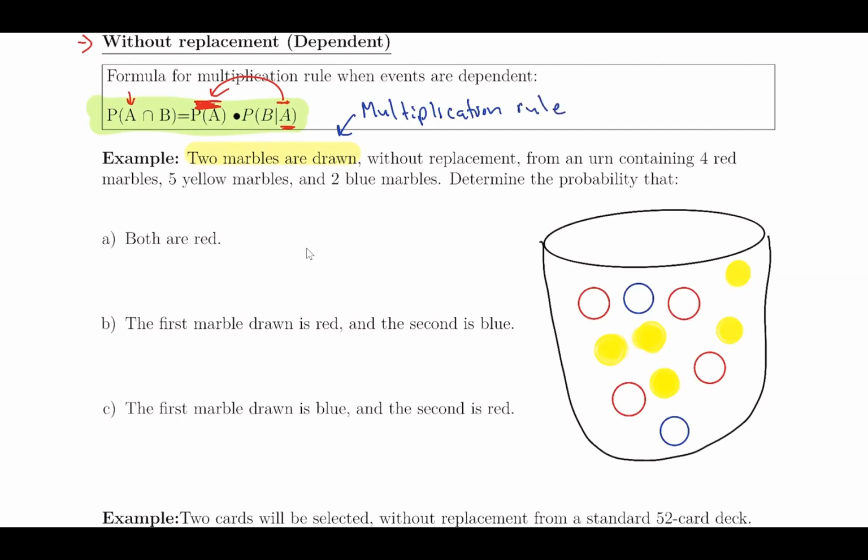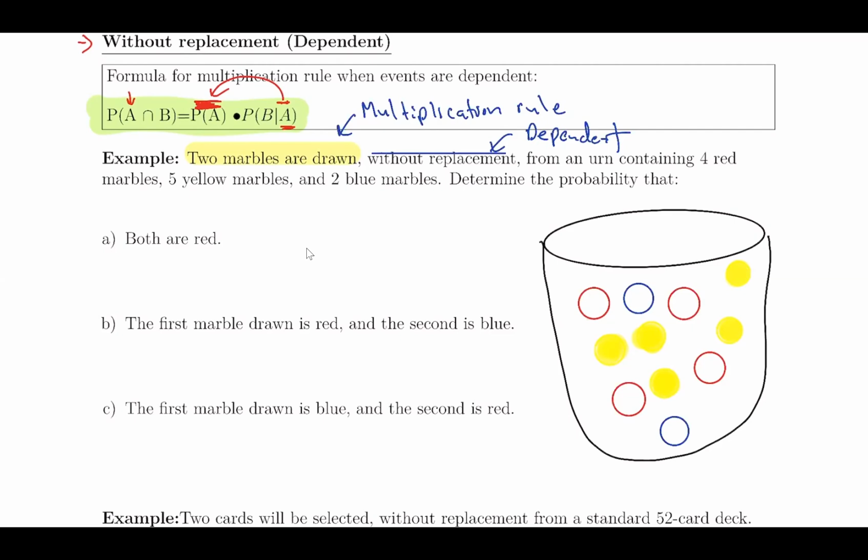What tells me that this is a dependent data set? Somebody already said this before. Without replacement, good. So this is what tells me it's dependent. We know the multiplication rule because they say we're making more than one selection, 2 selections. We know this is dependent because it tells us it's without replacement. All right. Everybody good for that so far?